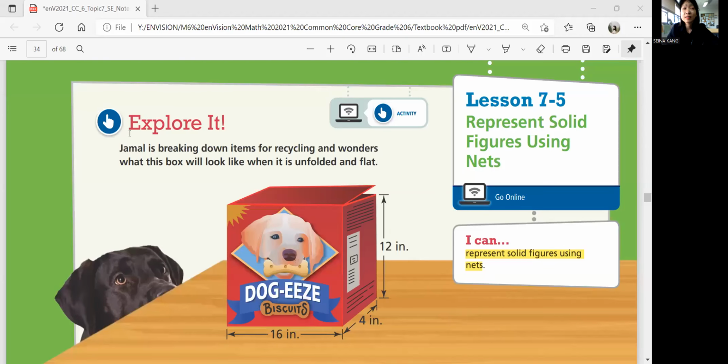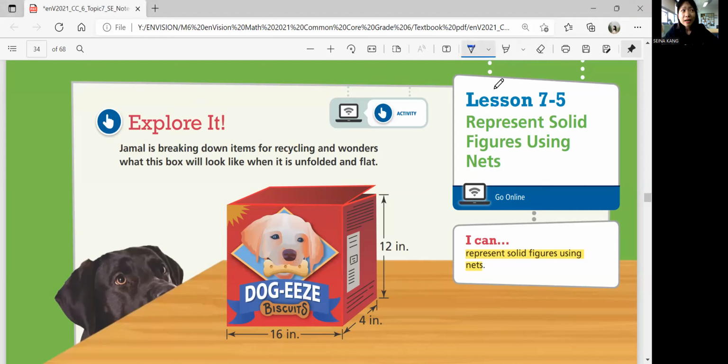Hi everyone, this is Math 6, Lesson 7-5, represent solid figures using nets. In this lesson, we'll be able to represent solid figures using nets. Let's look at Explore It.